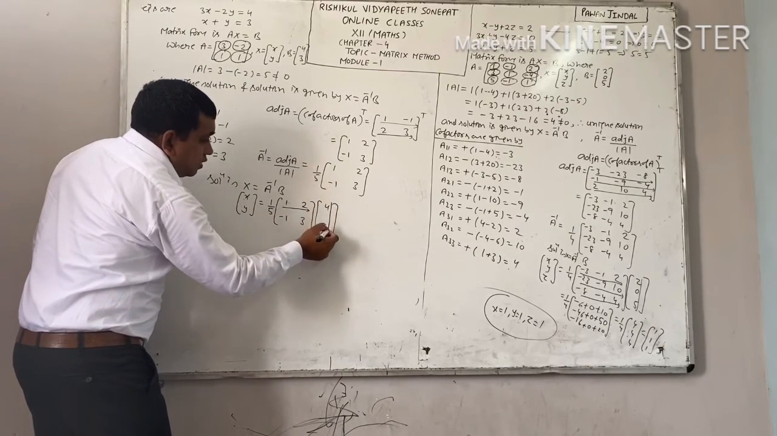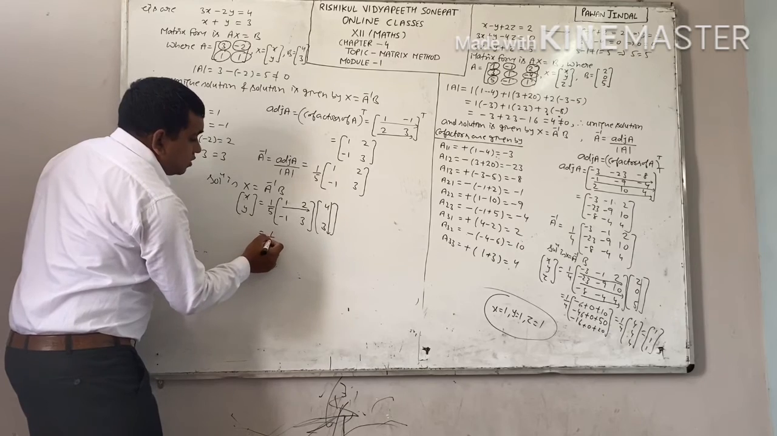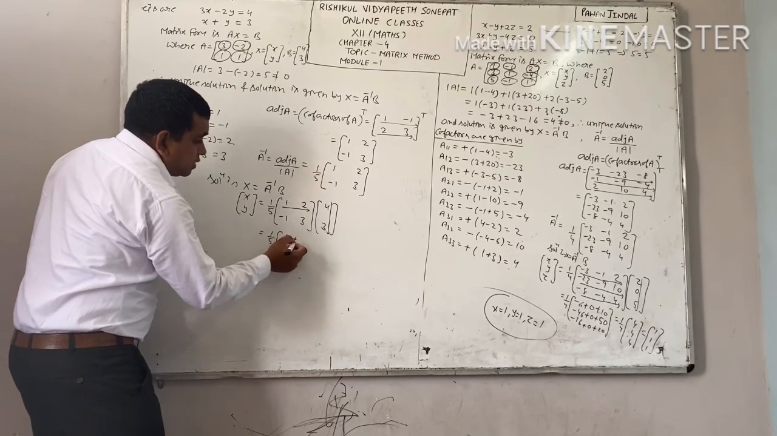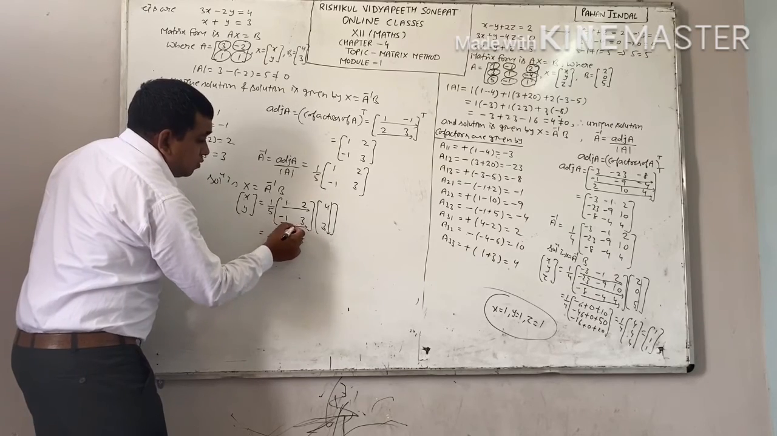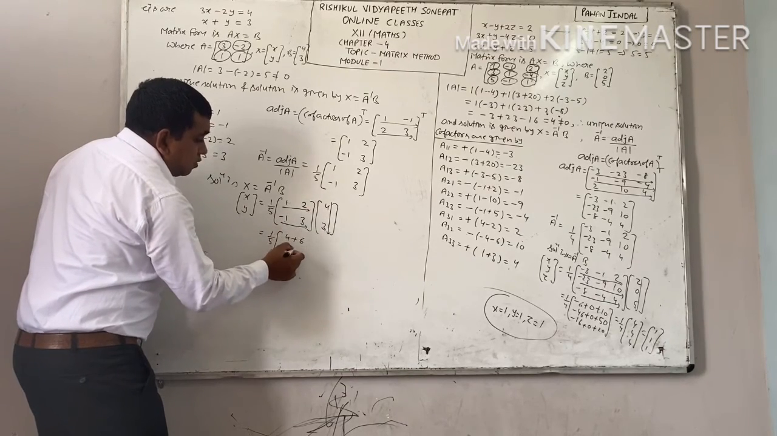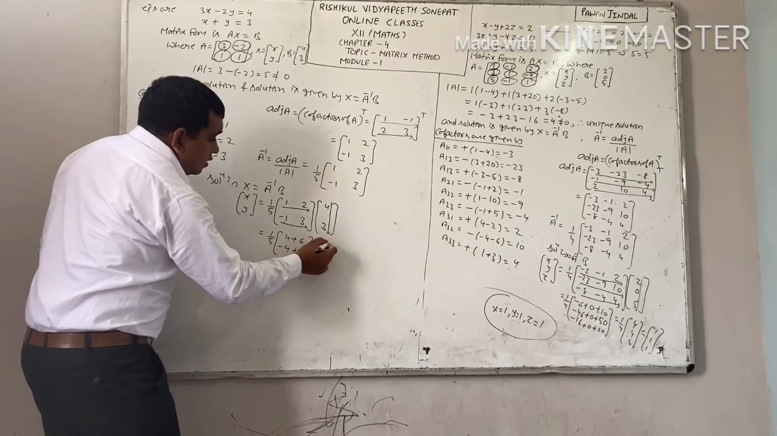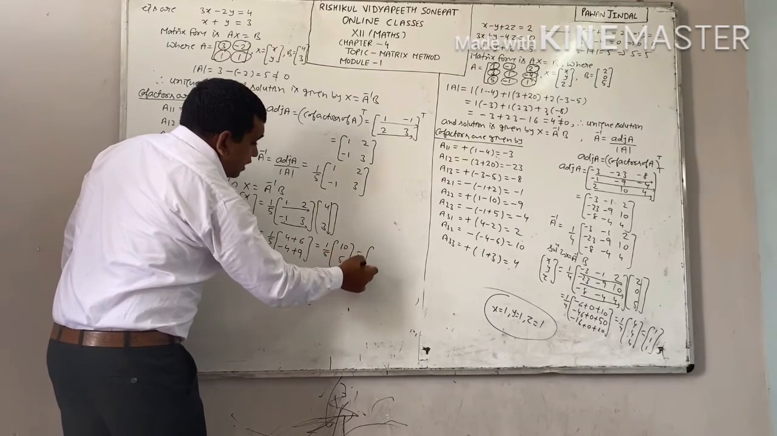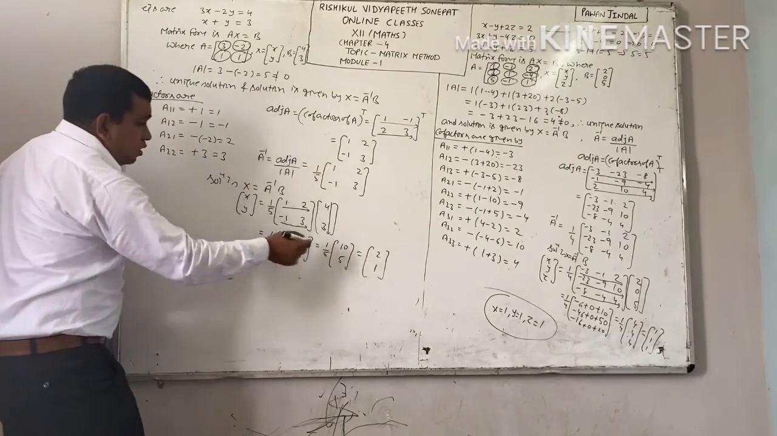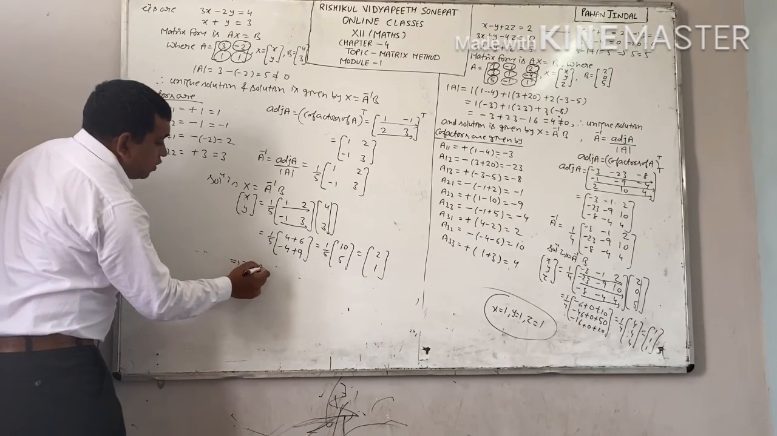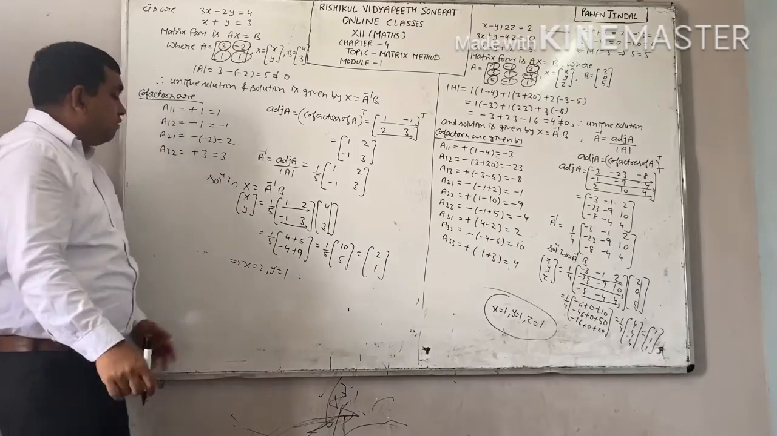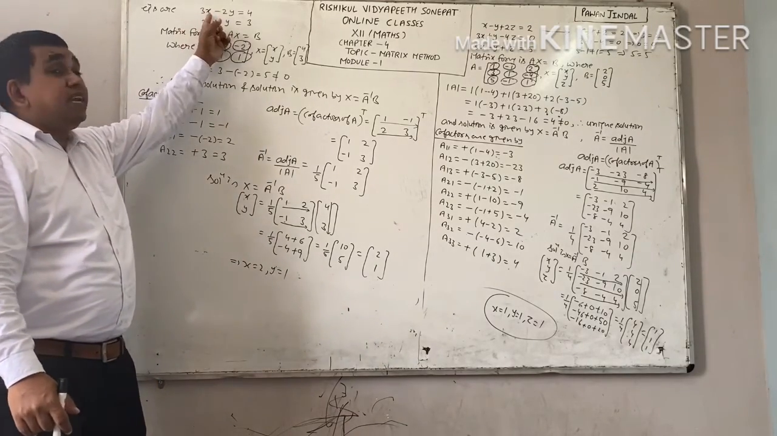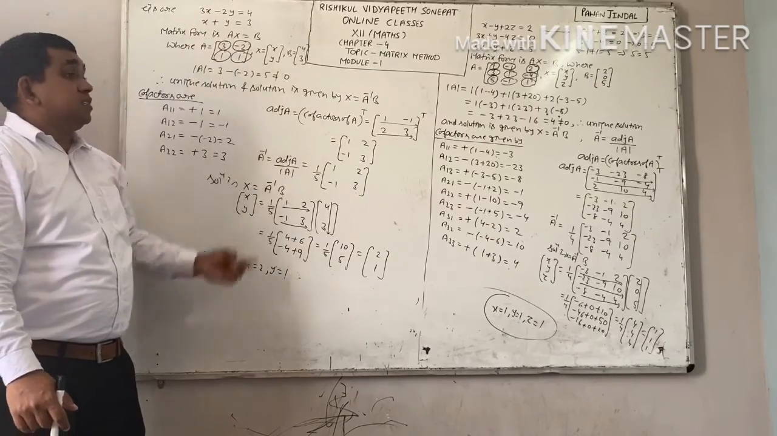Multiply row with column. This is your 1 by 5, 4, this is your plus 6. Now multiply second row. This is your minus 4 plus 9. This is your 1 by 5, 10, 5. You get 2, 1. On comparing, you will get x equal to 2 and y equal to 1, and you can verify your answer also by putting your values in the given equations.